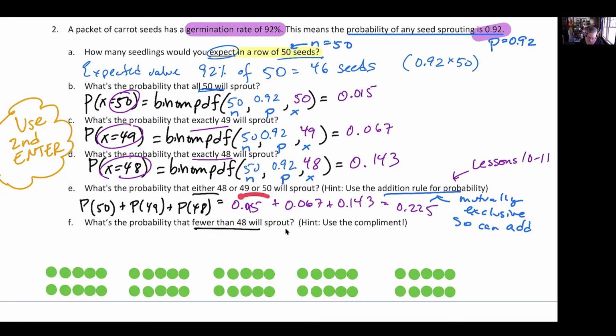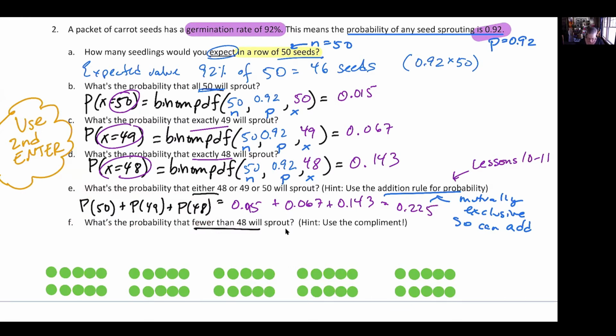This, would you agree, is a bit of a pain, doing all of this, especially if I just asked you for this probability here of either 48, 49, or 50, and we hadn't just computed it. You don't want to have to go and compute each one of those individually in order to find that probability. And so that's what we're going to be learning today, how to find what's called a cumulative probability. And cumulative probability just means a probability of more than one thing occurring at the same time.